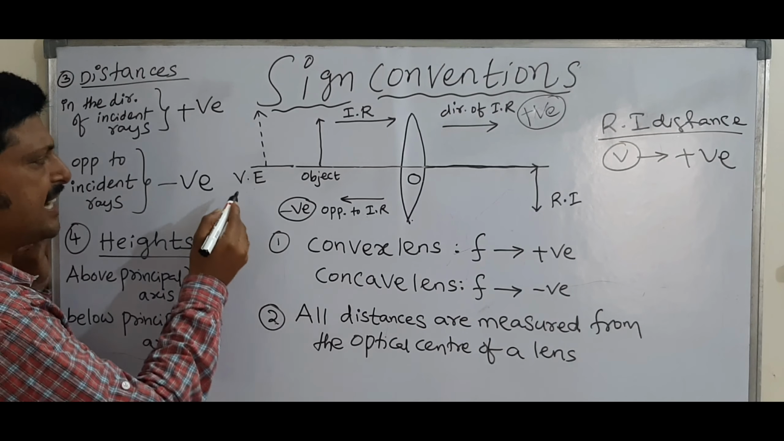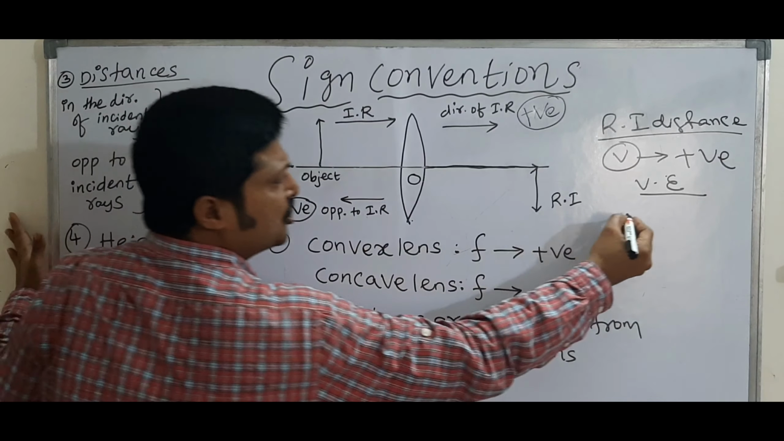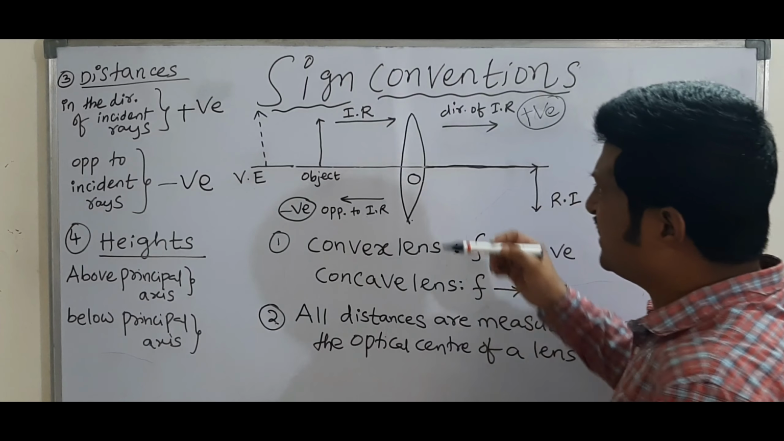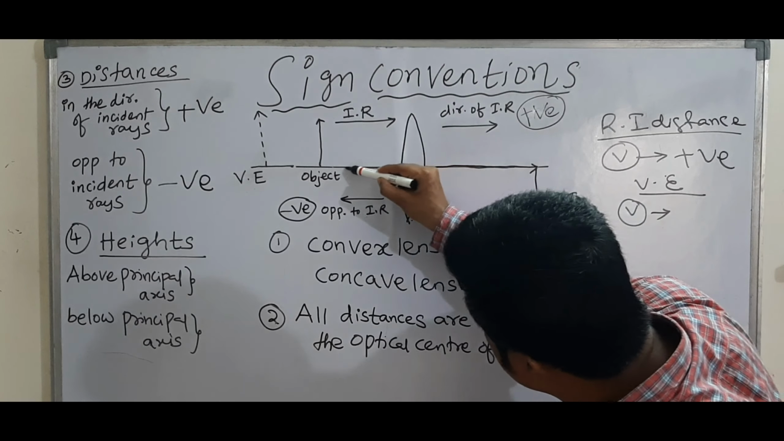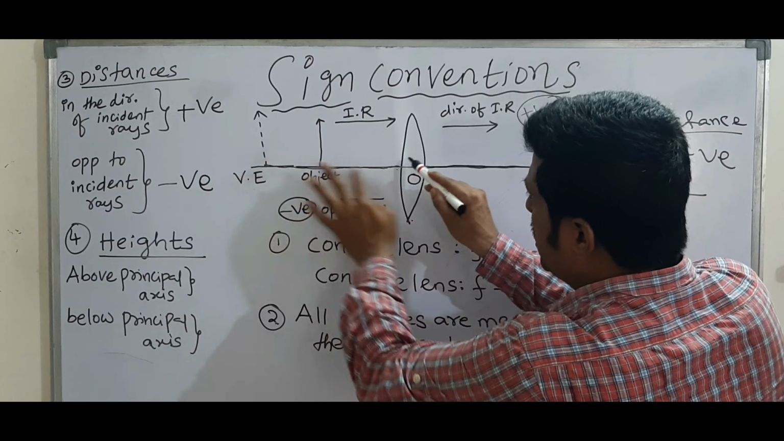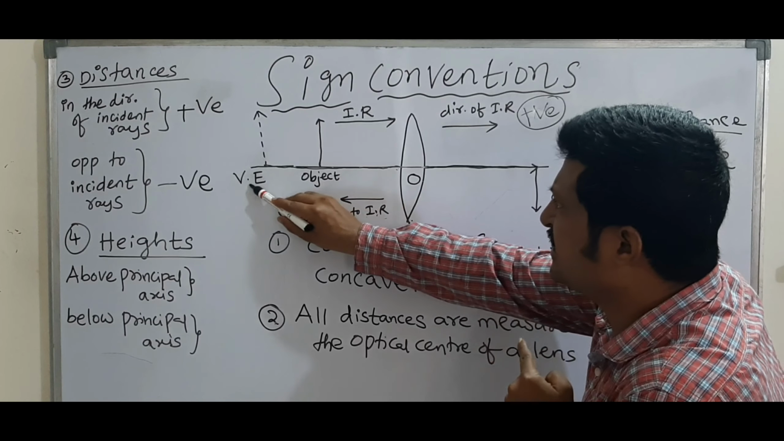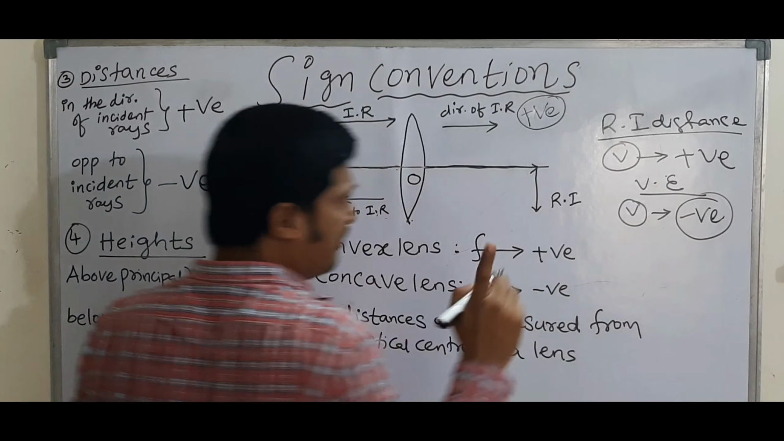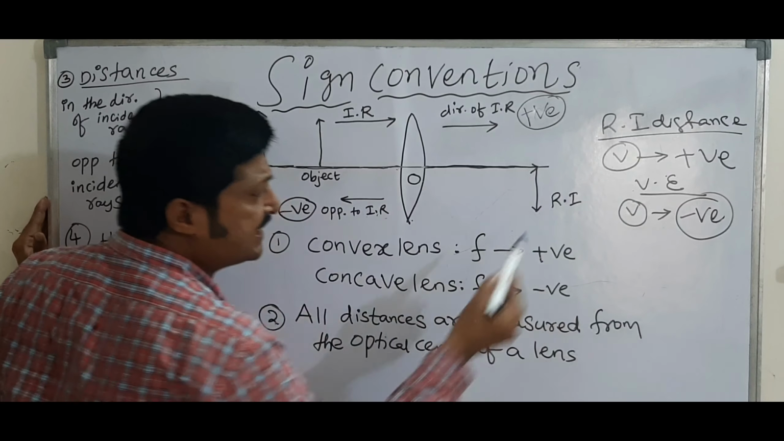Okay, now next is virtual and erect image distance. You have to measure the virtual and erect image distance from optic center. See here, from optic center, this much is the virtual erect distance. But here you are moving opposite to incident rays. So this distance is taken as negative. So remember one thing, real image distance is positive, virtual erect distance is negative.